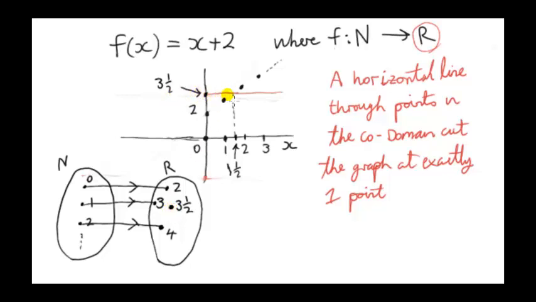So that corresponds to a horizontal line, this horizontal line here, passing through 3.5. It does not cut the graph. If the graph had been a continuous straight line, it would have cut at 1.5, but 1.5 does not appear in our domain.